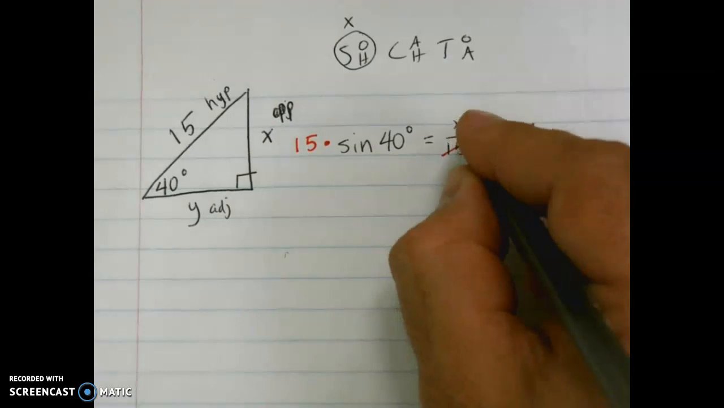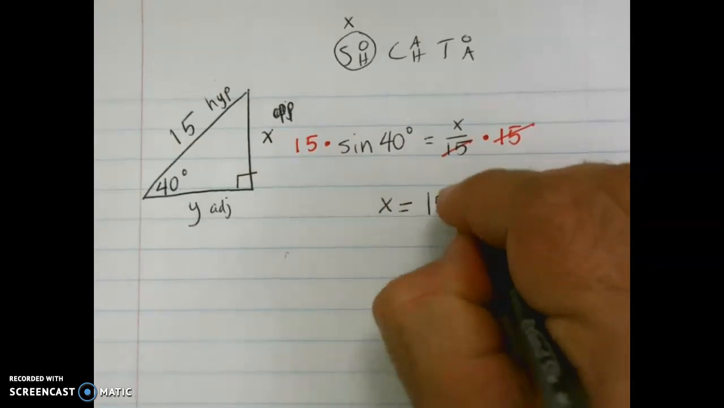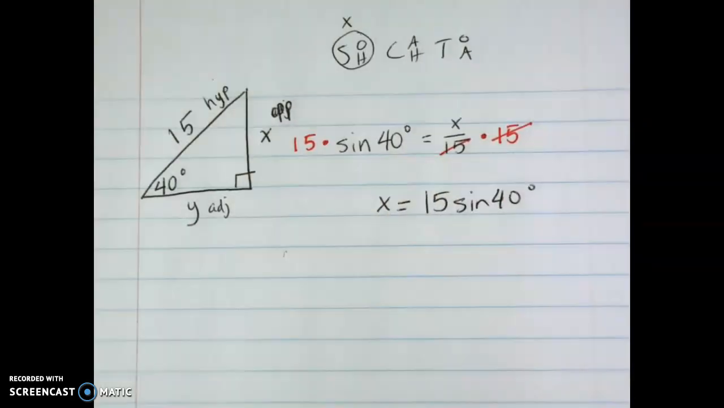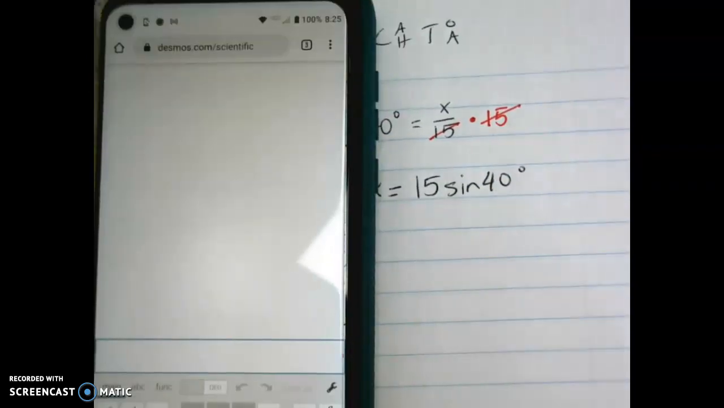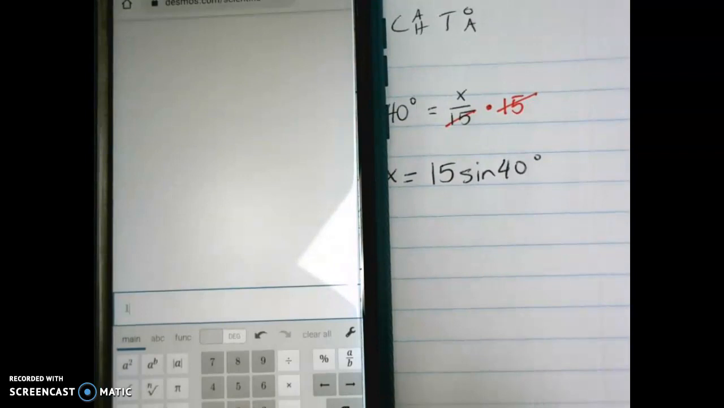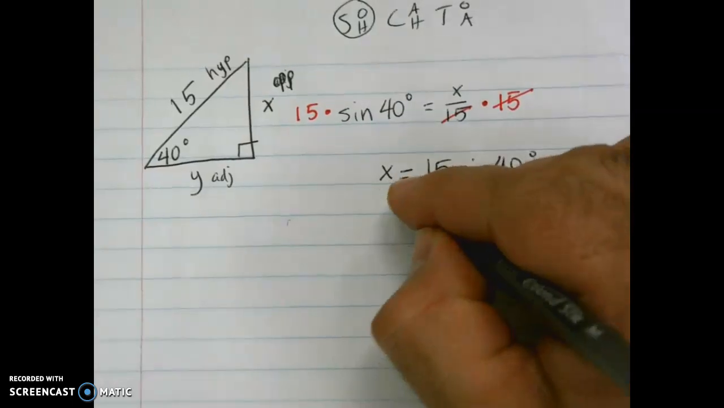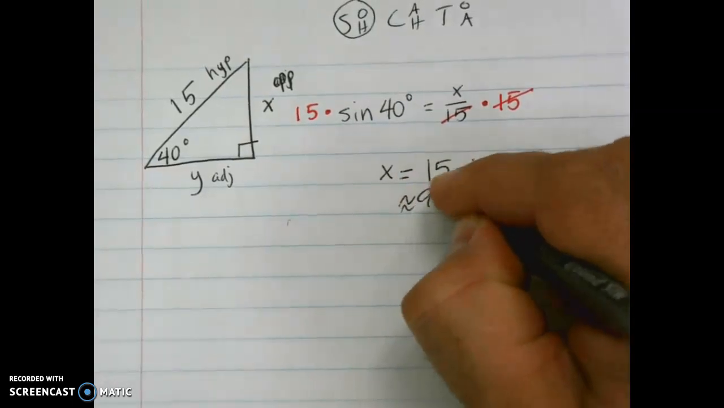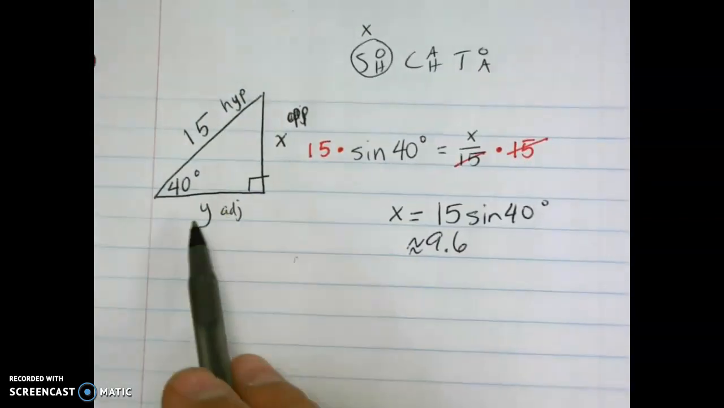Now, let's look at what my equation is going to be. I'm going to reverse the order. X equals 15 times sine 40. I'm just going to go into my calculator, make sure it's in degrees mode. 15, and then I can just hit sine 40. Now that says 9.64. So we'll just do it to one decimal place. We'll say it's 9.6.